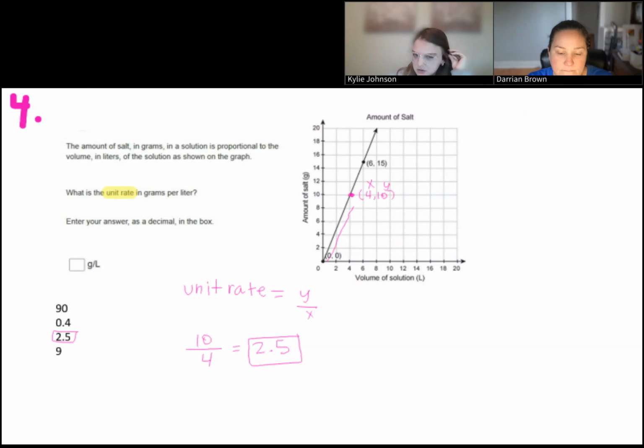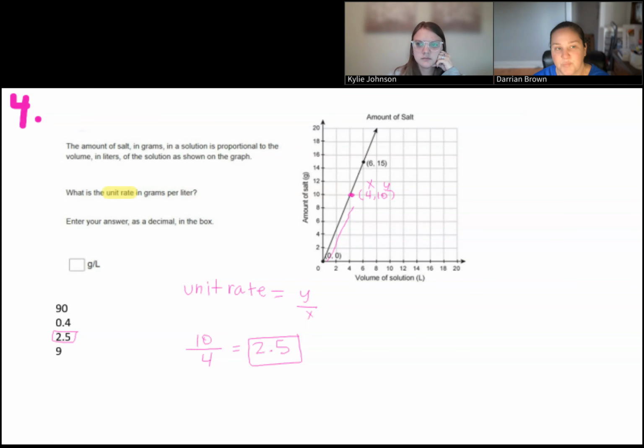Since it's proportional, can you use the 6 and the 15 as well to double check? Or can you use that initially and not have to find where it crosses the graph? You can, yeah. It's just I hate telling kids that because when the graph is not proportional and they do give you the point, they get in the habit of using the coordinates that they give you. So yes, you totally can.